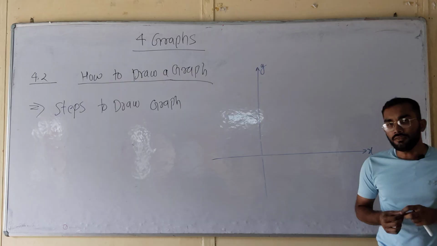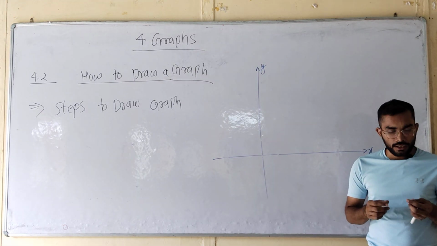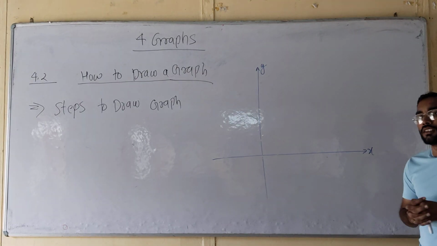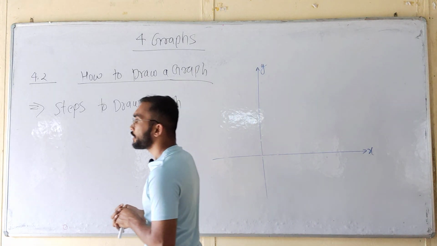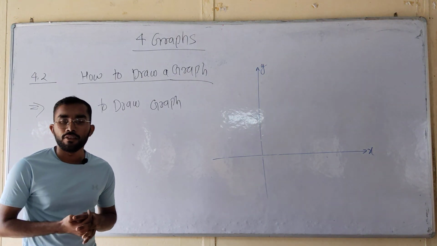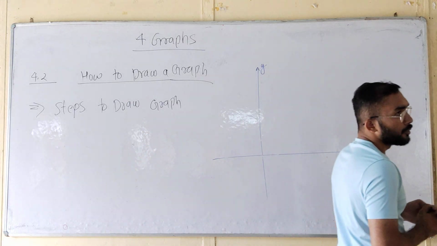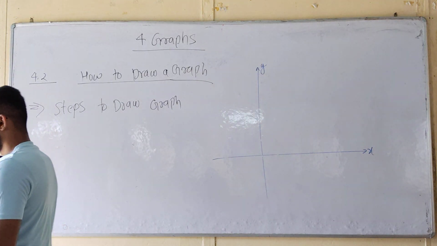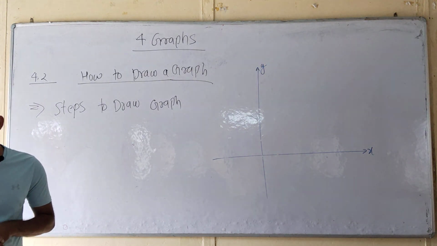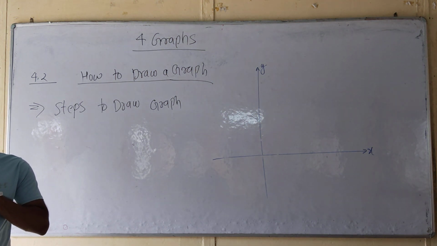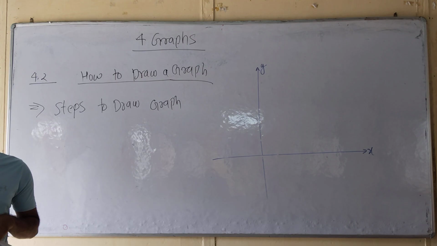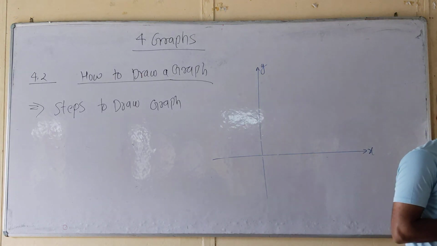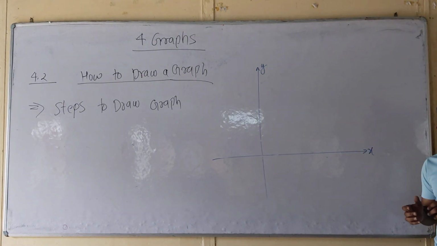So here the critical points will be, write down, infinities, the origin, and intercepts on the axis.